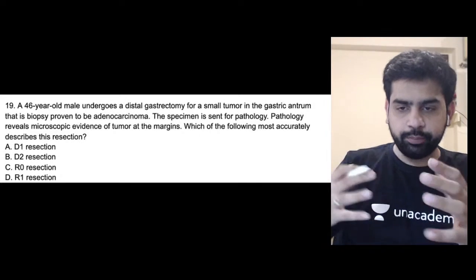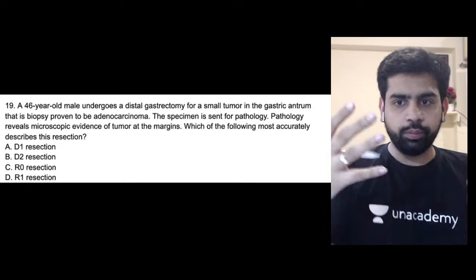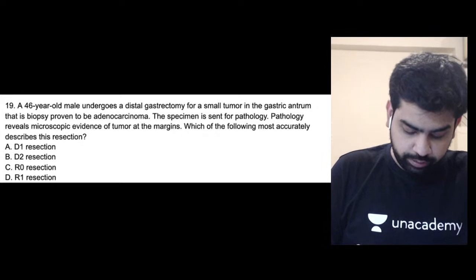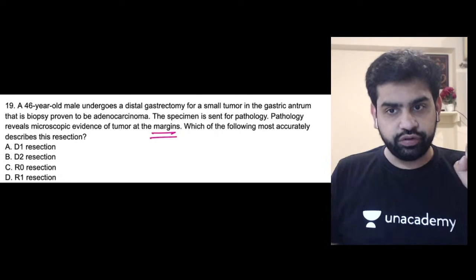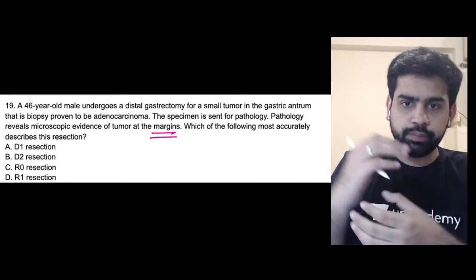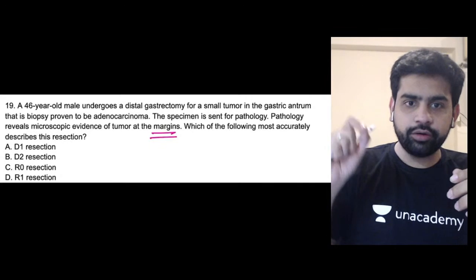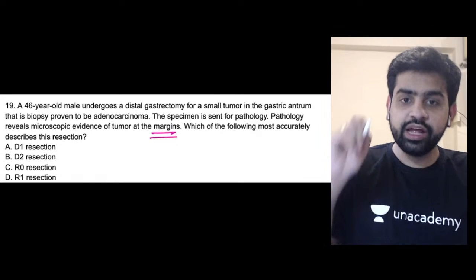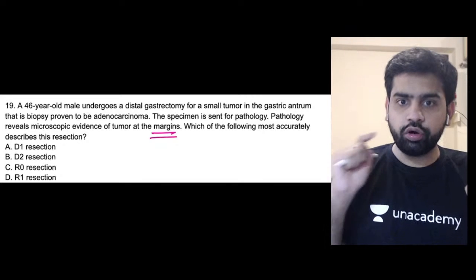The histopathological report. Whatever specimen we take out, we send it for the histopathological report, and then we wait for a couple of things to confirm the diagnosis. What we are mainly concerned about is the margin. Is the margin involved or is the margin free? We would like the margin to be free of the cancer. But in this particular patient, the pathological report reveals microscopic evidence of the tumor at the margin. In other words, the margin is positive for the tumor. So the margin is involved with the tumor.